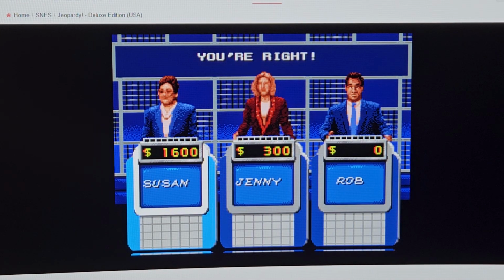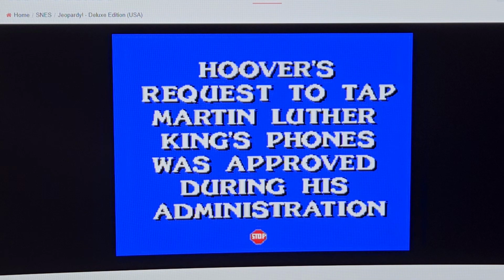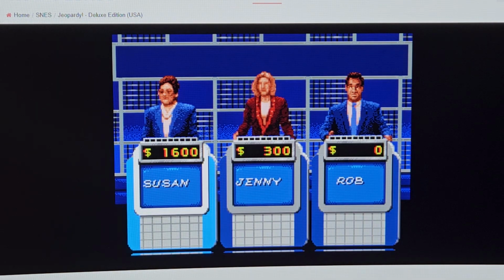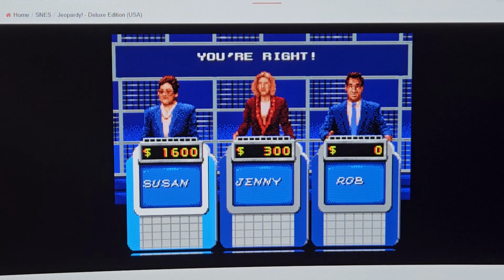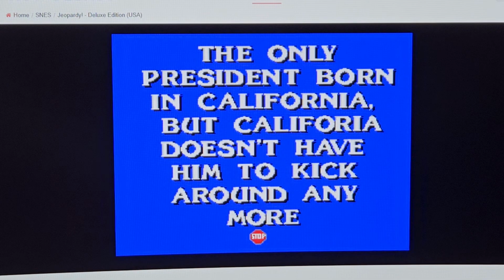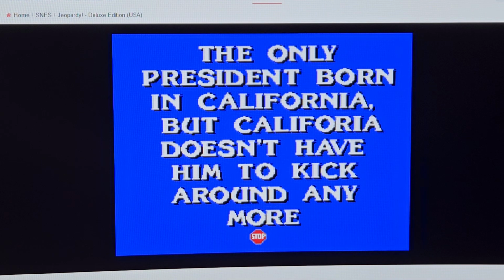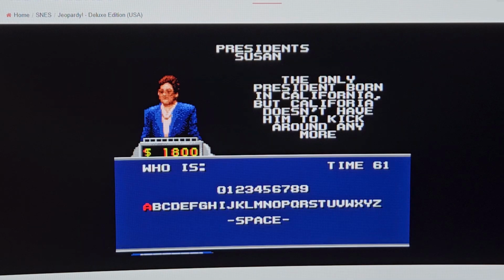Okay. Let's do presidents for 200. The answer is... Hoover's request to tap Martin Luther King's phones was approved during this administration. Who was John F. Kennedy? Oh, let's put who is JFK? Presidents for 300. The answer is... The only president born in California, but California doesn't have him to kick around anymore. Who was Richard Nixon?